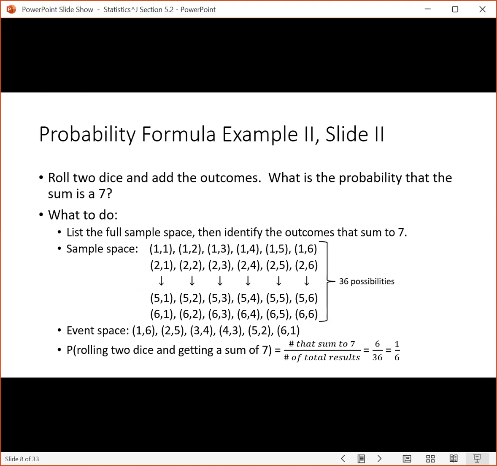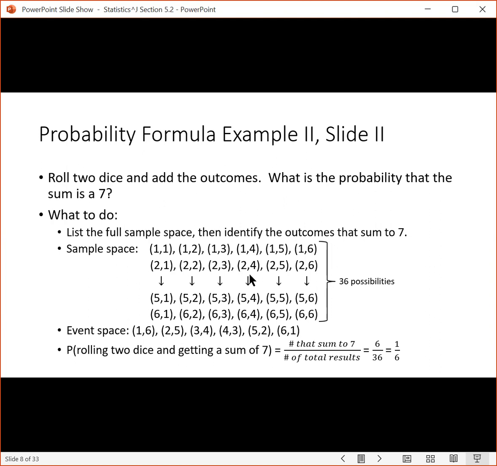So what do you need to do? You actually need to write out the full sample space and then identify the outcomes that would sum to 7. So the full sample space is you could get a 1 pip on one die and 1 pip on the other, 1 pip and 2, 1 pip and 3, and 1 pip and 4, and so on. The order does matter here. So you get 1 pip on the first die, 2 pips on the second is different from 2 pips on the first and 1 pip on the second. If you write out the full sample space with 2 dice, there are going to be 36 possibilities. And that's the size of your sample space.